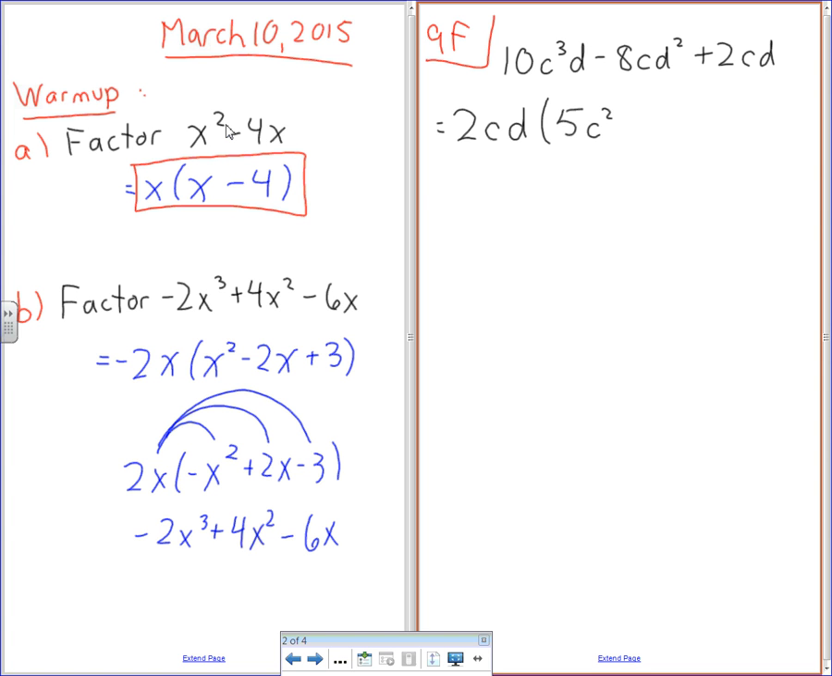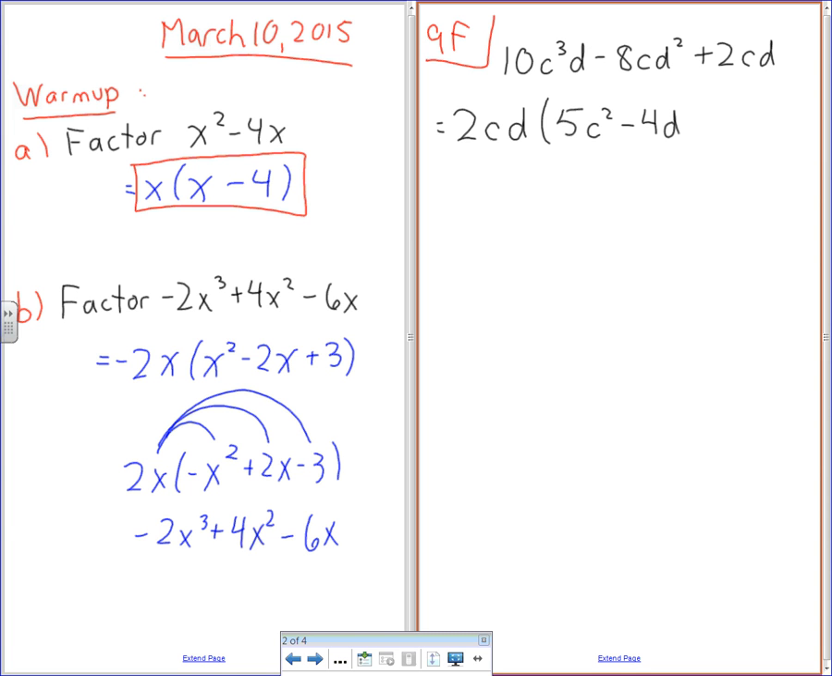All right, Jana, same thing. 2 times what gives you negative 8? Negative 4, yes. c times what gives you c? 1, or nothing. And then d times what gives you d squared? d squared. Just d, not d squared.